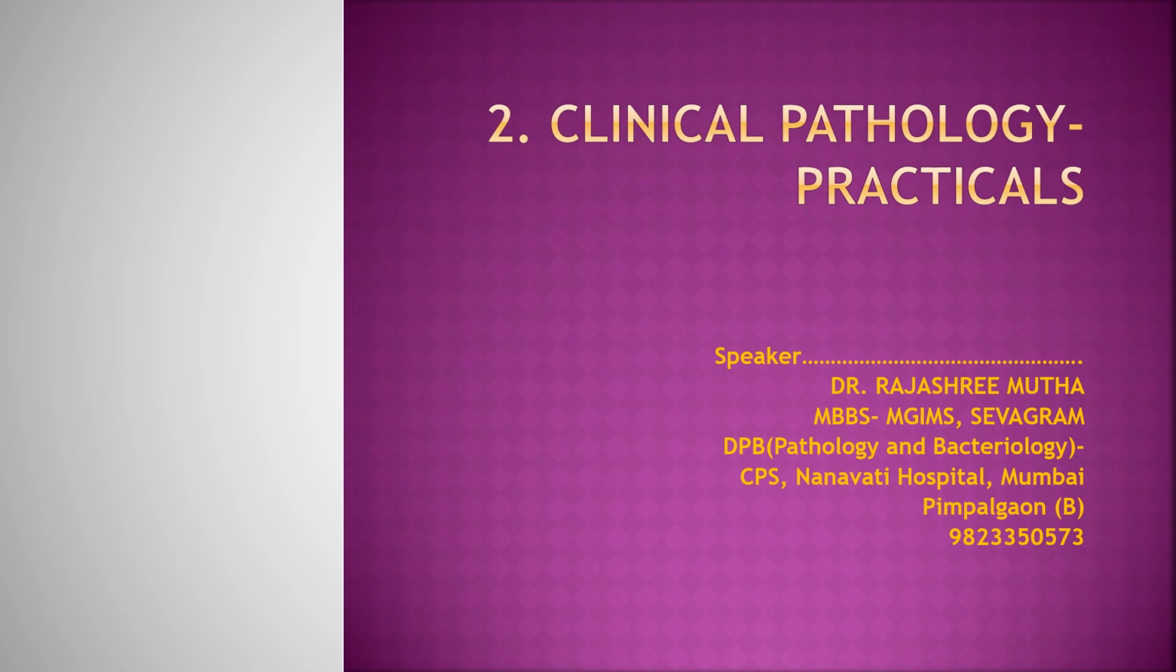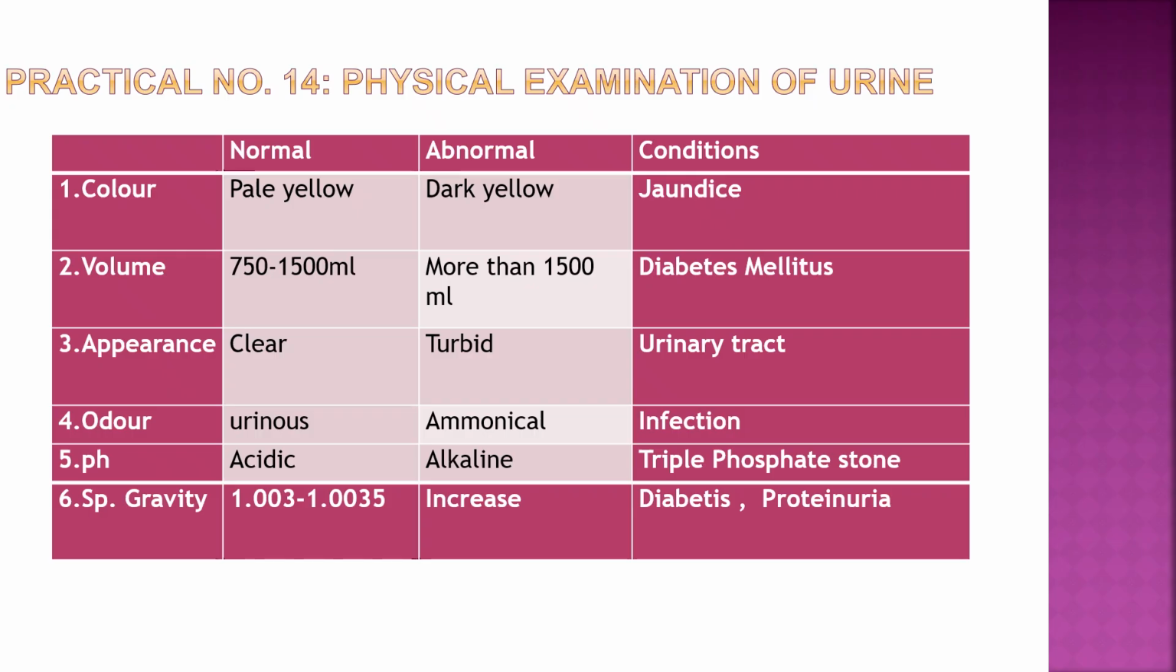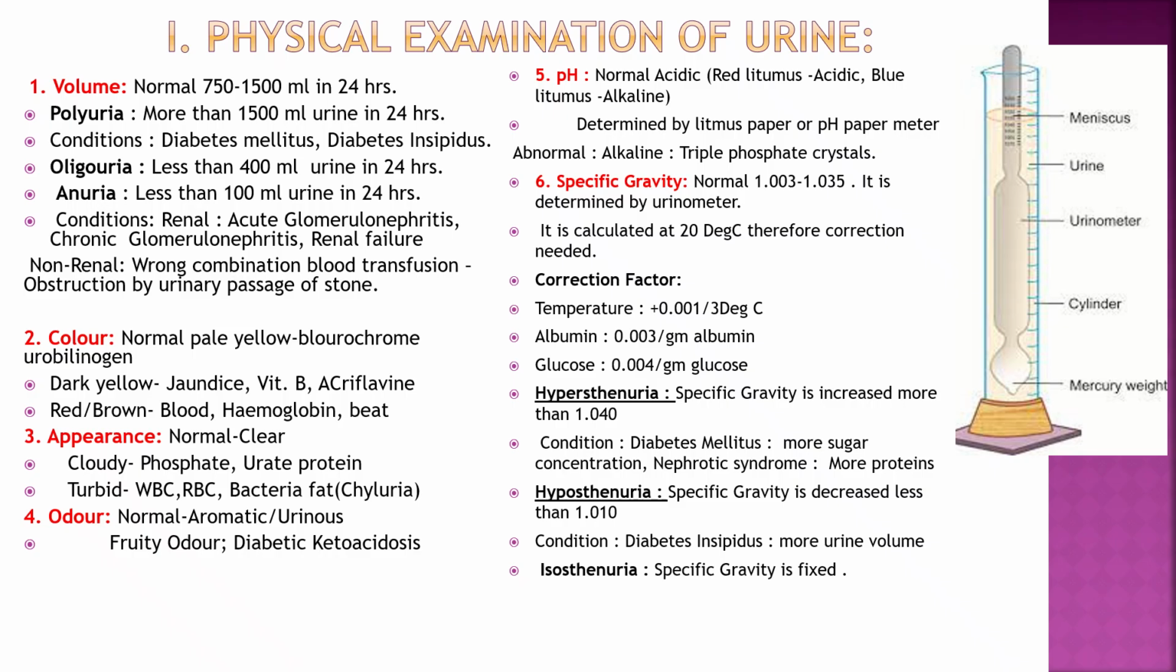Let's study clinical pathology practicals. Physical examination of urine. So points are color, volume, appearance, odor, pH, and specific gravity. Now we will see examination of urine. So it is divided into three parts: physical, chemical, and microscopic.